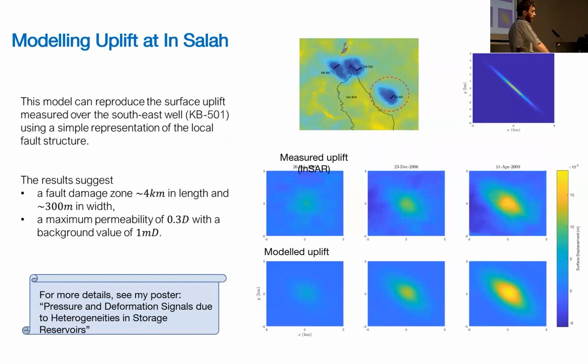And so I've gone and applied that to one of the observed uplift profiles over the well KB501 there. And just with a simple model for the known fault structure around that well, I've been able to reproduce the observed uplift profile you can see here on the left, and put some values to the permeability and width of the damage zone related to that fault. And I do have a poster about this if you want to discuss this in more detail. I'd be happy to talk about this in the drinks break.